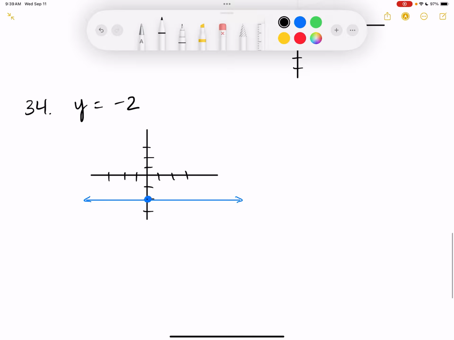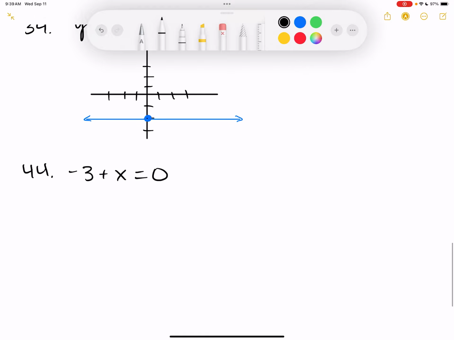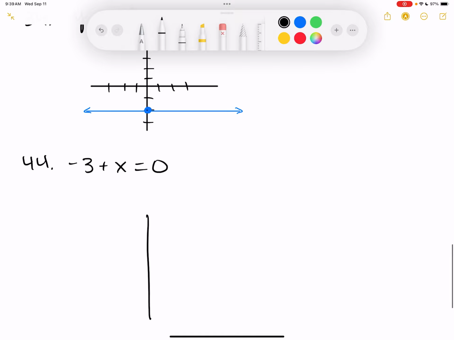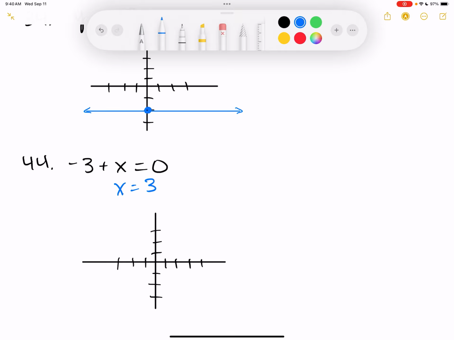44. Negative 3 plus x equals 0. X equals 3, so it's a vertical line going through 3. So x equals 3, so I have at 3 a vertical line. See, I got it right.